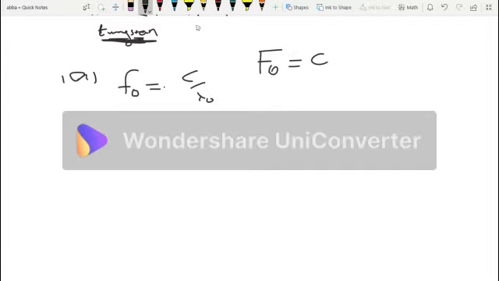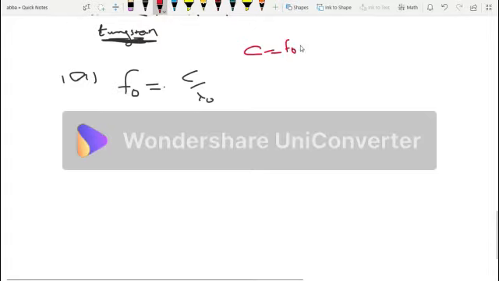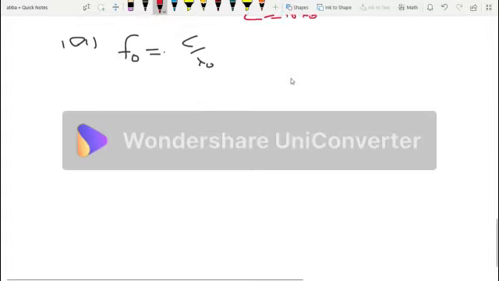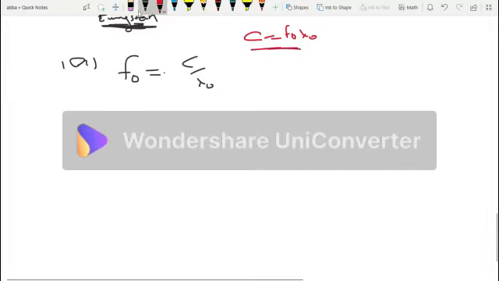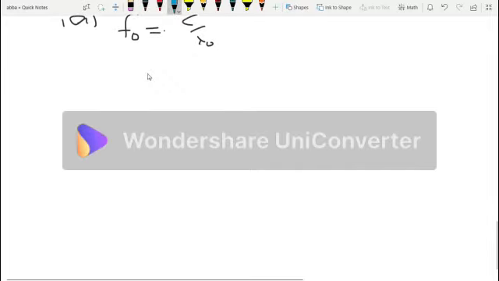Sorry, I did it the wrong way. Let me use the red pen. It's been a while since I've changed the colors, right? Let me change them a bit. c equals f0 times wavelength0, right? This is the equation. So now we can use the blue one. We say f0 equals to what? Here you have the wavelength and whatnot.